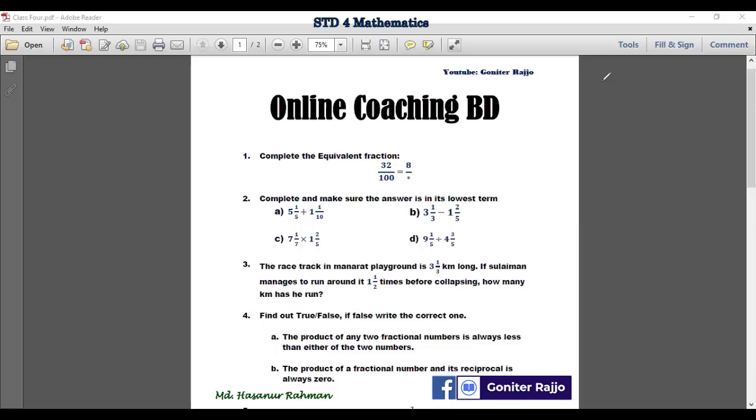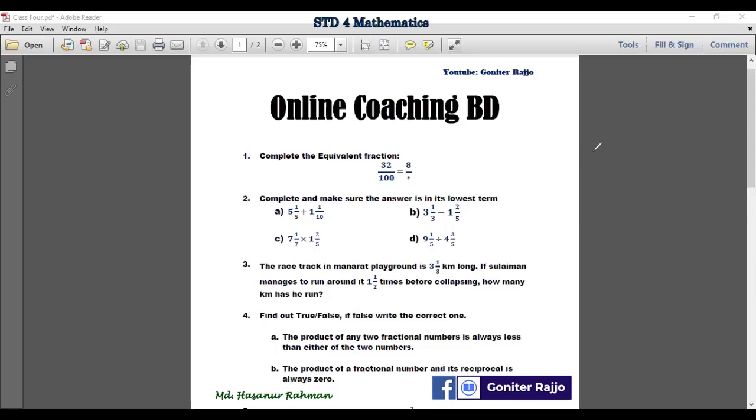I think it will help you a lot. So this is actually a special class with you. So first question, that is complete the equivalent fraction. That means we have to complete this equivalent fraction. That means we have to put some number instead of this star.